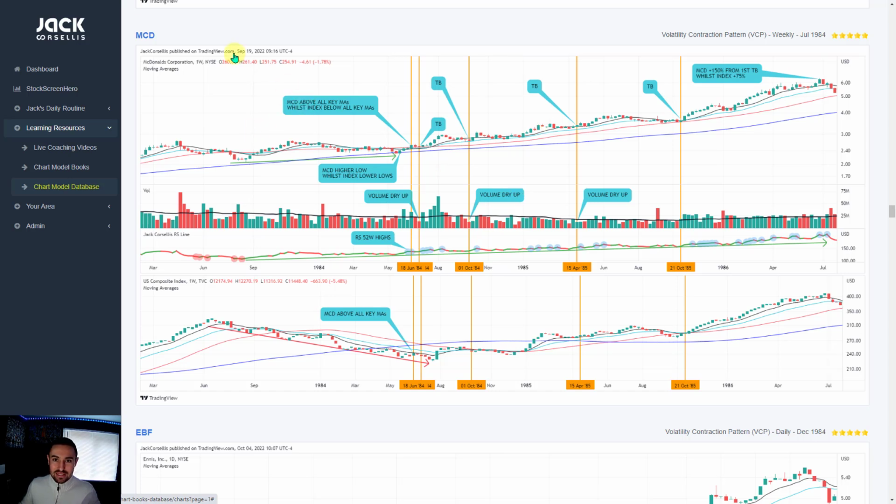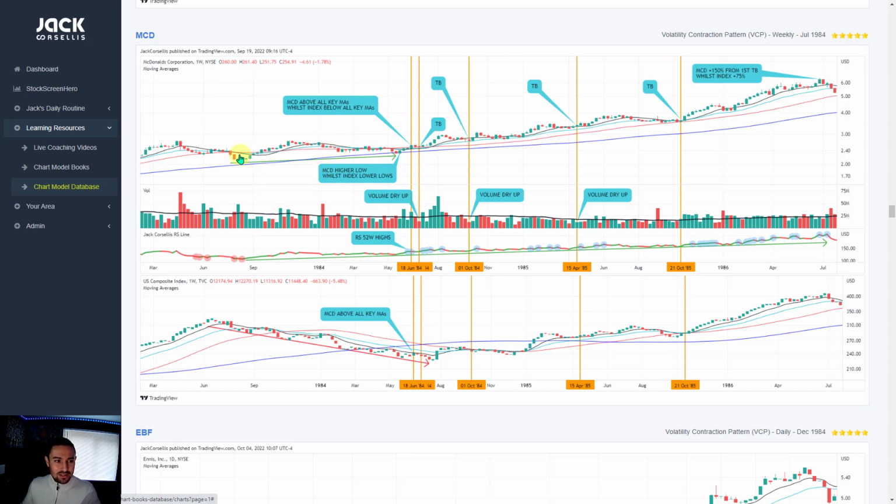So MCD, this is McDonald's weekly chart, 1984. So we've got McDonald's on the top, and then we've got lined up on the weekly chart the Nasdaq Composite below. So look at McDonald's here. This was kind of more so in its growth phase, but look at this here. Back in the summer of 1984, there's a song around that, or is it summer of '69 for some of you older folks?